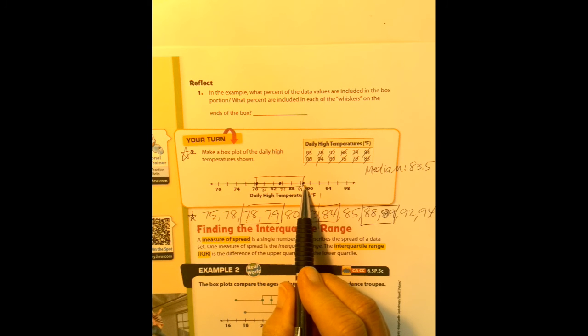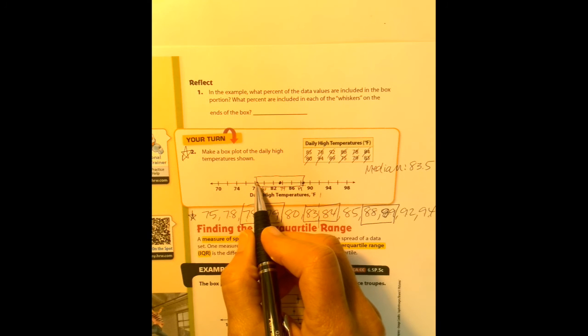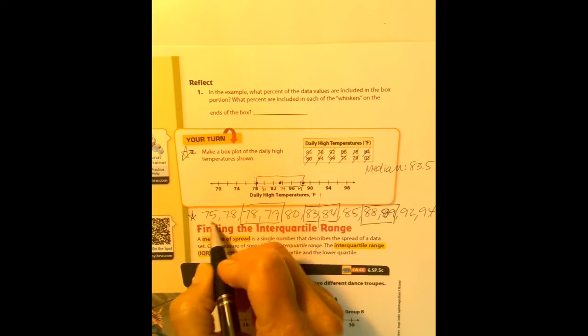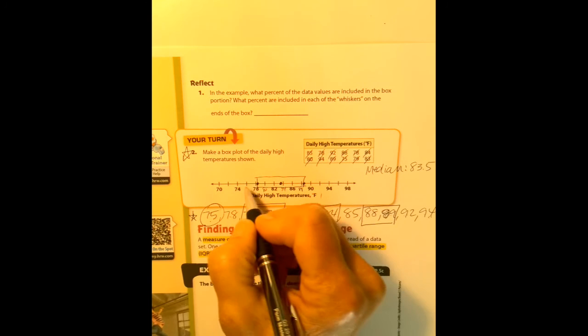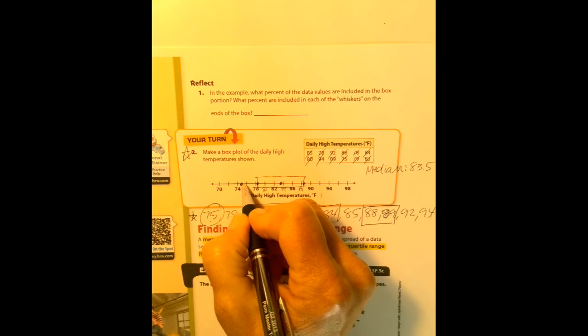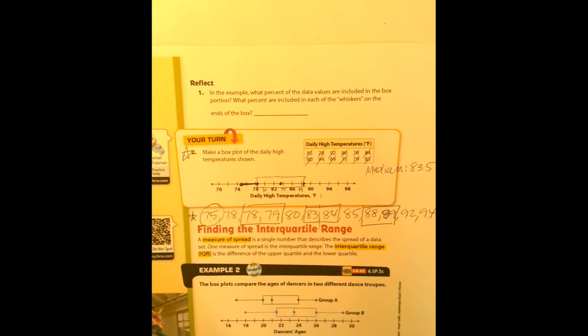Okay, now the whiskers are connecting the upper and lower quartiles with the upper and lower extremes, or the lowest value and the greatest value. So the lowest value on our list of values is 75. So if I put a point at 75, then we just fill in a straight line from 75 to 78.5. And then on the other side, our greatest value is 94, so we put a point on 94, and then we draw a line.